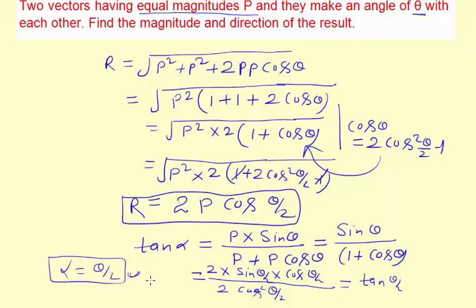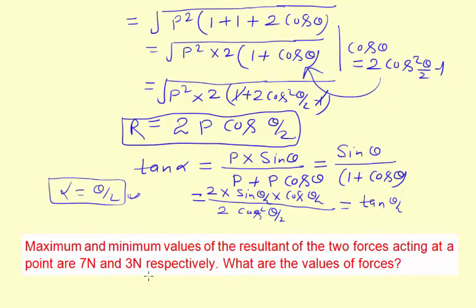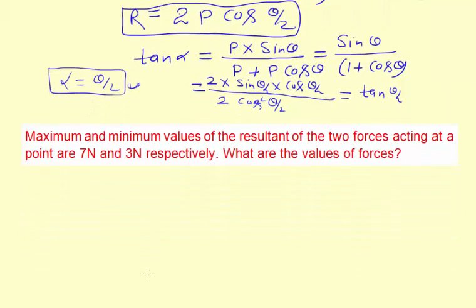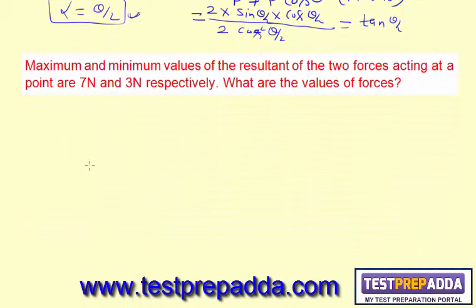Now I'll take another question, an easy question. The question says the maximum and minimum values of the resultant of two forces acting at a point are 7 Newton and 3 Newton respectively. What are the values of the forces?